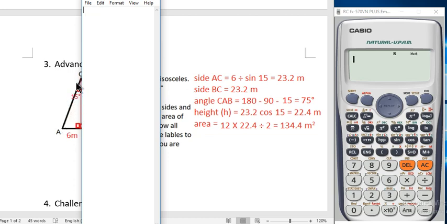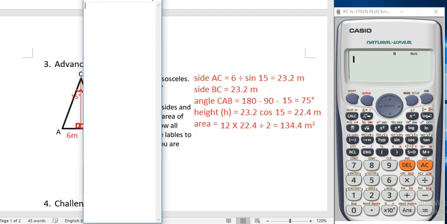The reason why we have done this is because you cannot use sine, cos and tan unless you have a right angled triangle. Just split it in two to get this right angled triangle here. So 15 degrees at the top now.